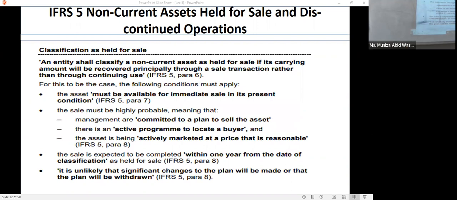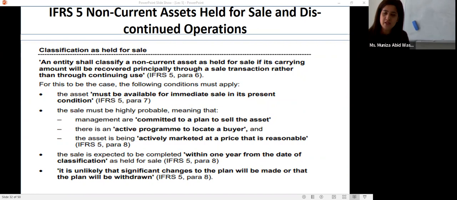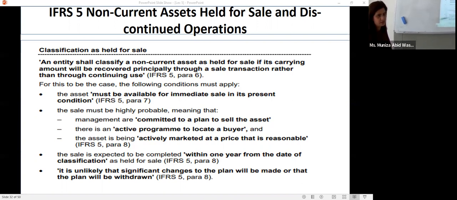Now, students, what is the criteria to classify the assets as held for sale? In which situations can we call certain assets held for sale items? They say an entity should classify a non-current asset as held for sale if its carrying amount will be recovered principally through the sale transaction rather than through continuous use. So which assets are primarily called held for sale assets? Those which are now going to recover their amount by their sale, and will no longer be used in the organization to earn economic benefits.